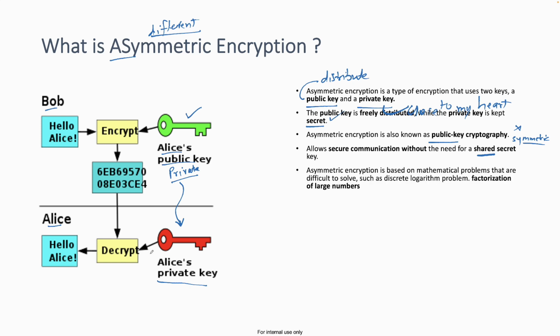So asymmetric encryption is based on mathematical problems that are difficult to solve, such as discrete logarithmic problems and factorization of large numbers. And we will study about this. Don't worry if it sounds confusing. As we already studied, any encryption and decryption that we are doing is always based on a mathematical algorithm. Or you can also say it's basically something like a mathematical formula. It's not only a formula, but a collection of formulas.